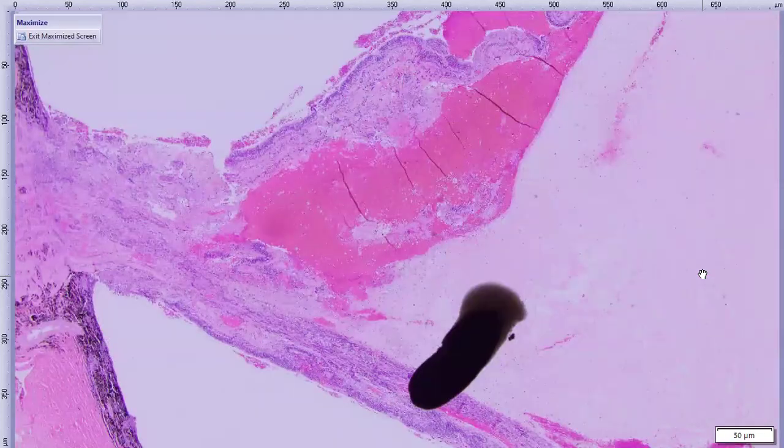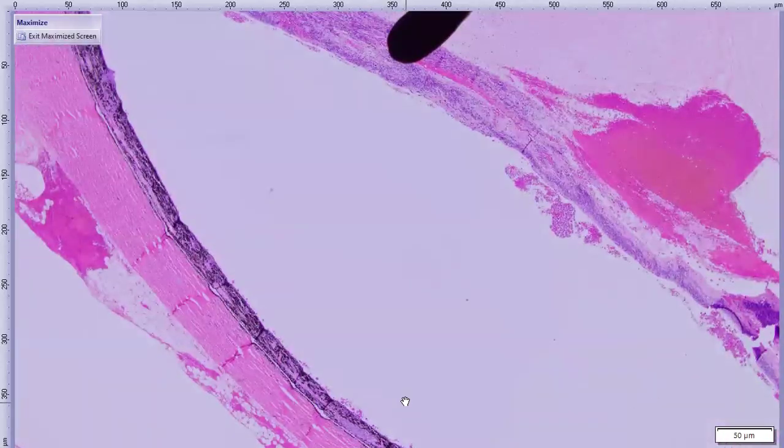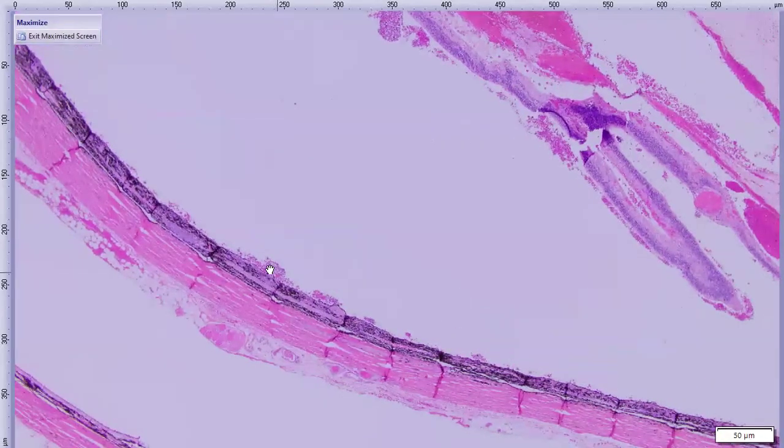So initially I did a GMS to make sure there wasn't any fungal disease. Sometimes these little plaques of inflammation on the epichoroidal surface we can see with fungal infections.